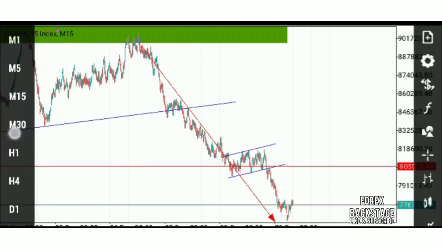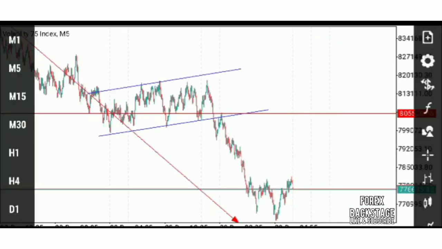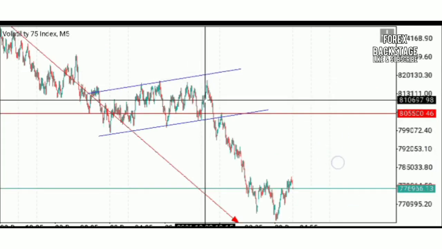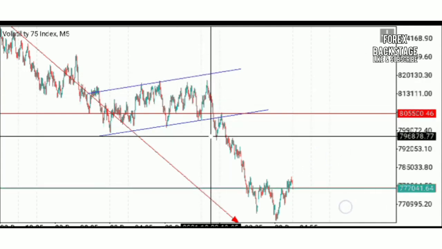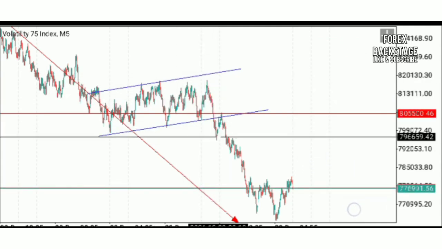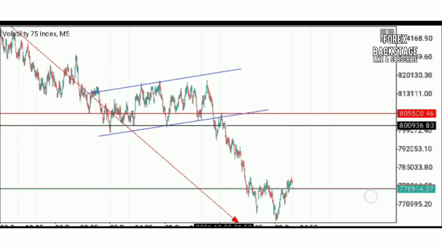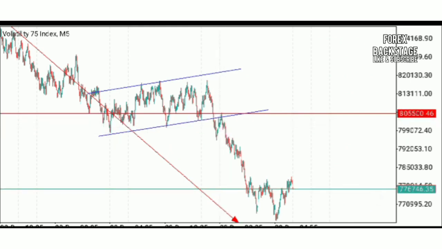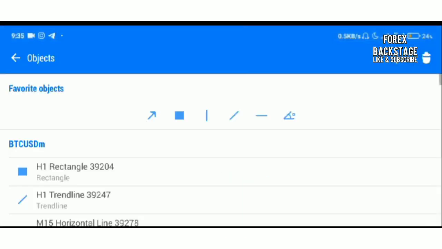So what you simply do is just wait for the third touch on the upper trend line. If it's not there, you just wait for a breakout below, then a retest of the trend line, then you enter. Place your sells over here. You have a third opportunity.